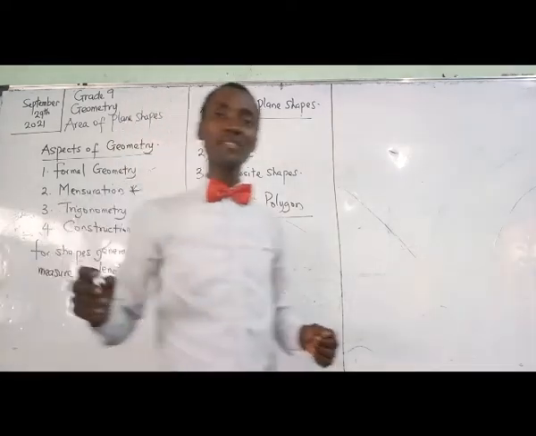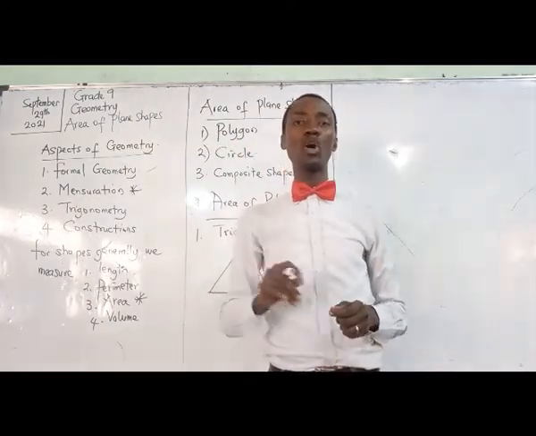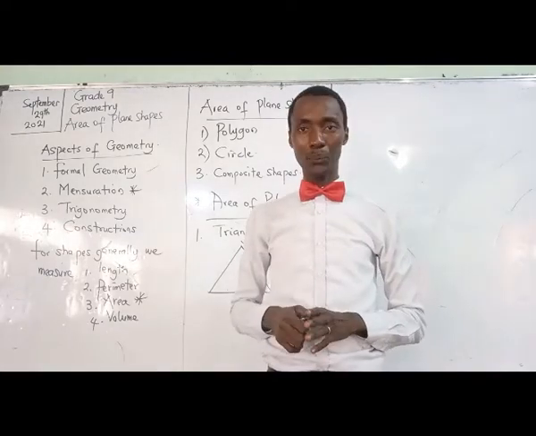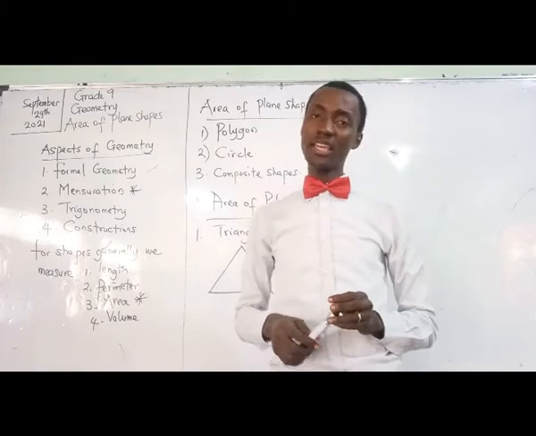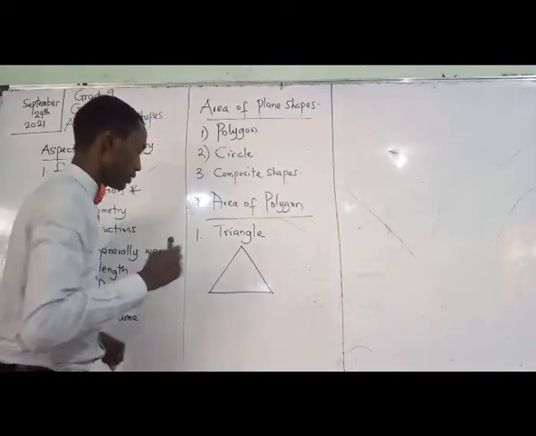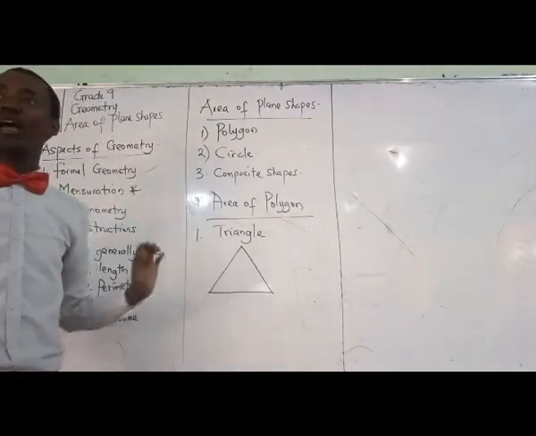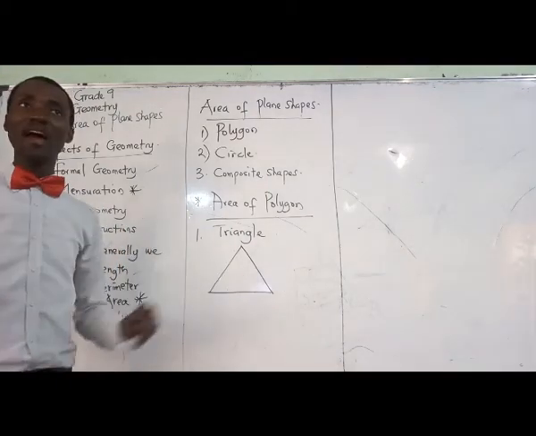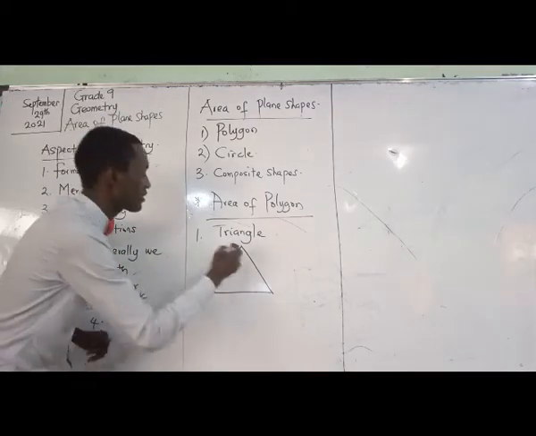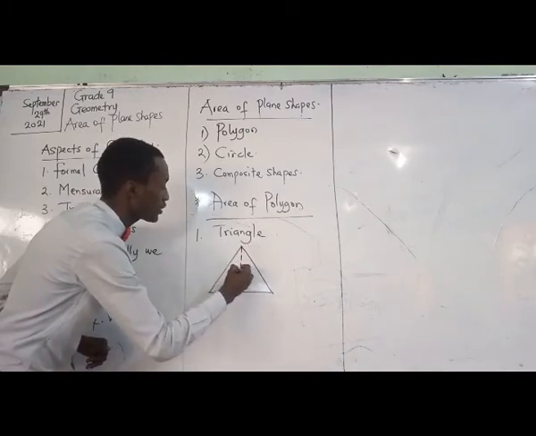As a standard practice in my class, you are not allowed to draw with your biro. We draw with our pencil and our ruler. So please get that ready and let's go. So this is a triangle. Now, there is something here that we need to locate.